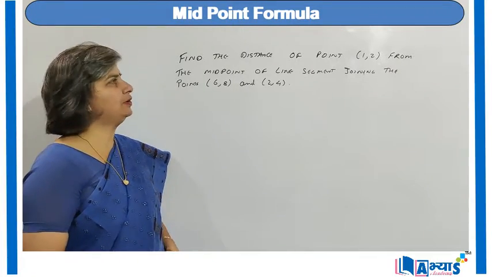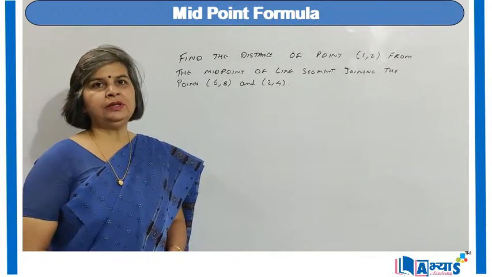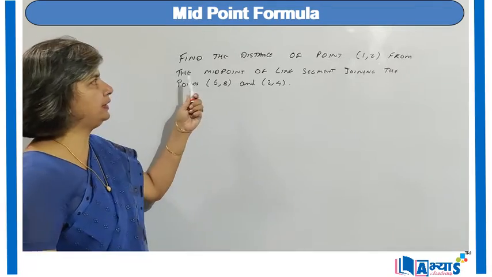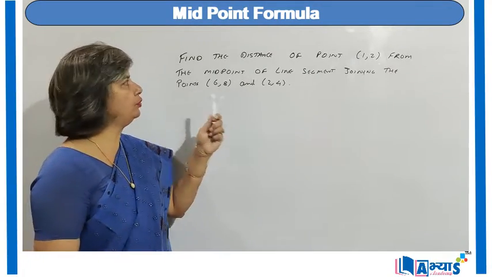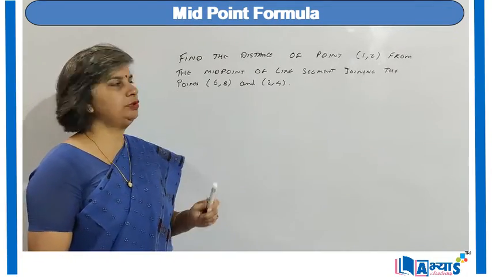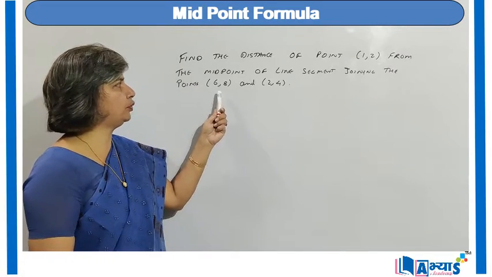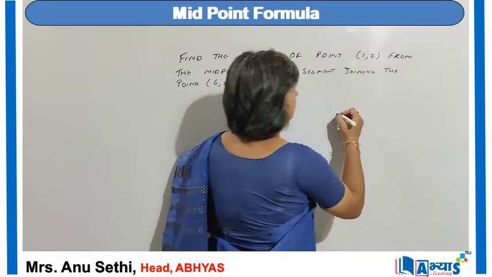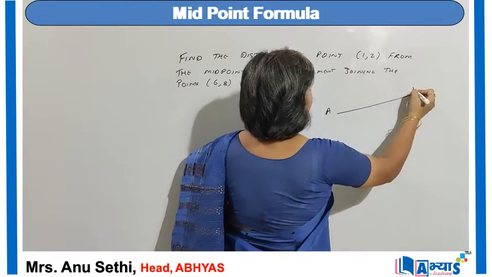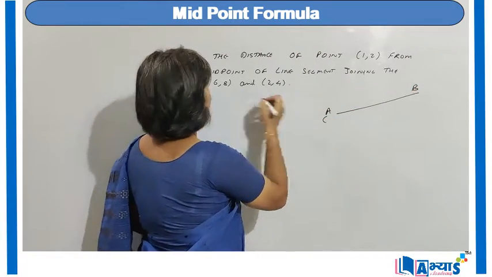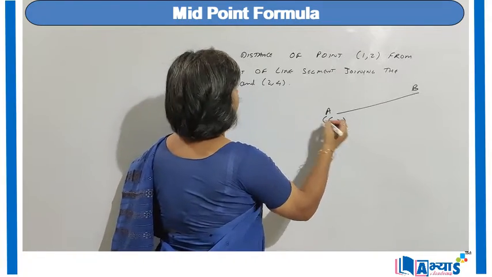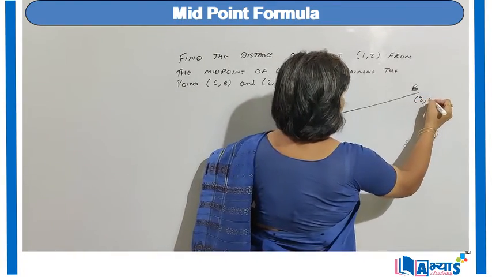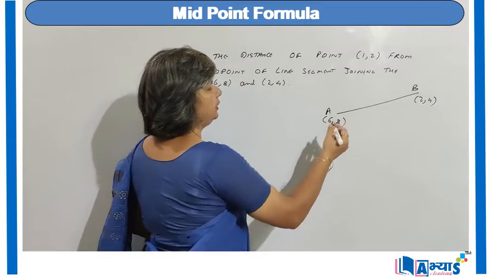Now let us apply the concept of the midpoint formula. Suppose we are given a question to find the distance of the point 1, 2 from the midpoint of the line segment joining the points 6, 8 and 2, 4. That means if we consider the line segment AB, the coordinates for A will be 6, 8 and B will be 2, 4, and we are supposed to find the midpoint.